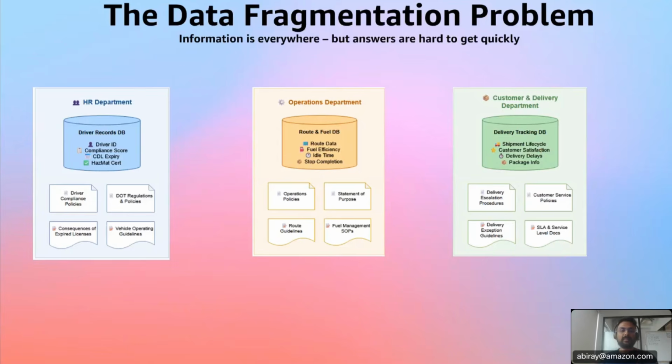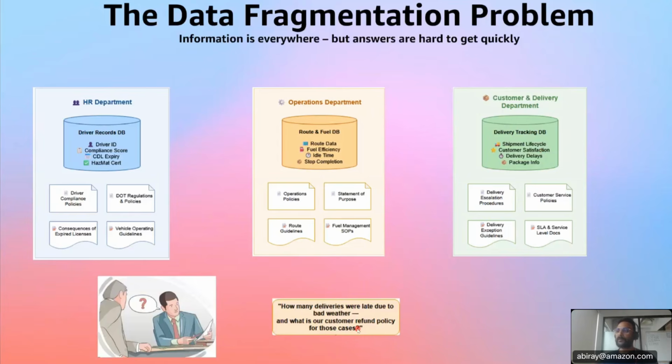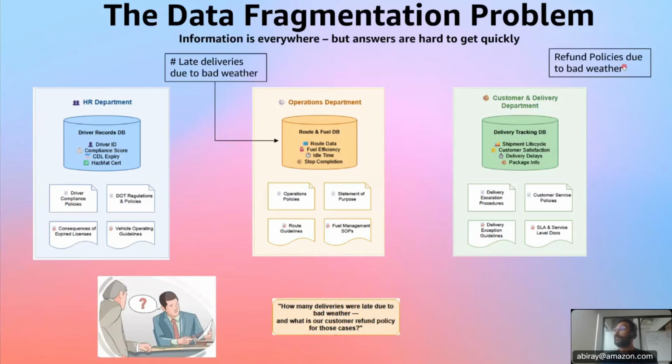So imagine now when leadership asks how many deliveries were late due to bad weather and what is our customer refund policy for those cases. Now this question can actually be split into two parts, right? The first part is how many deliveries were late due to bad weather. We will get this answer from the operations department database. The second part is what are the refund policies for those cases? And this answer we will get from the customer department policies.